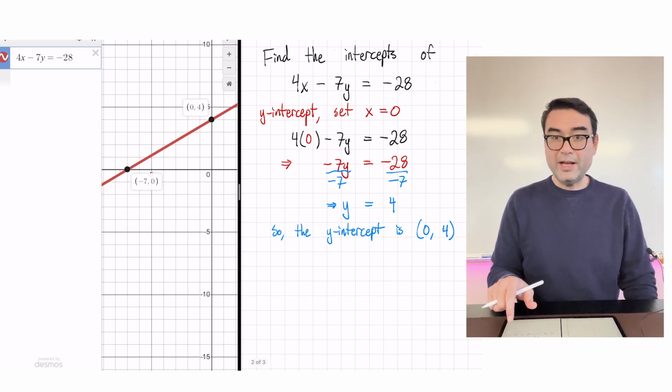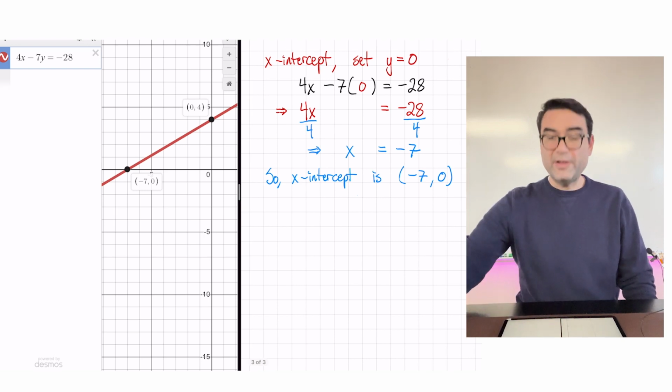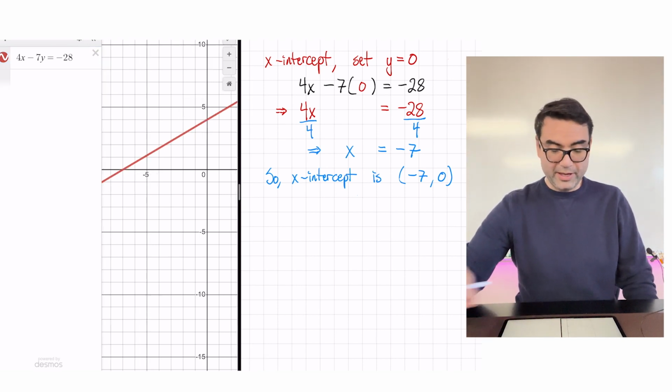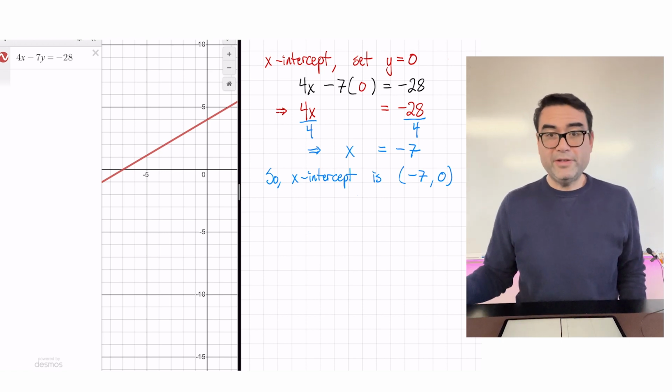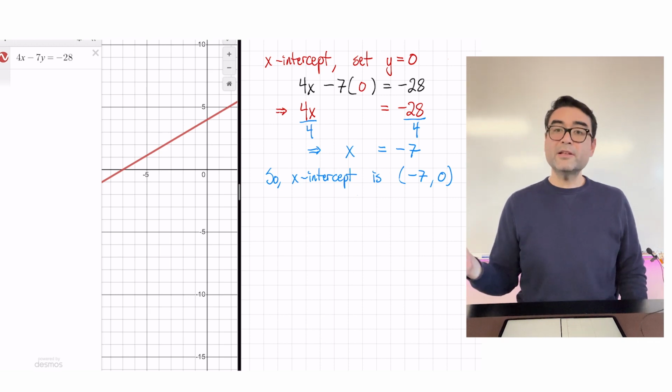And let's confirm our x-intercept. We found that the x-intercept was negative 7, 0, and there you have it. Negative 7, 0 is the point at which this red line crosses the x-axis. So there's one way to find the intercepts of a line. Let's look at another way.